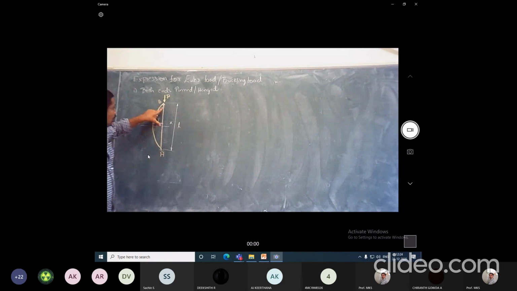Initially the column was straight. After applying this load, the buckling load or critical load P, it is bent into a curved shape, and it is deflected with a maximum deflection. Along the section, the deflection of the column is y.